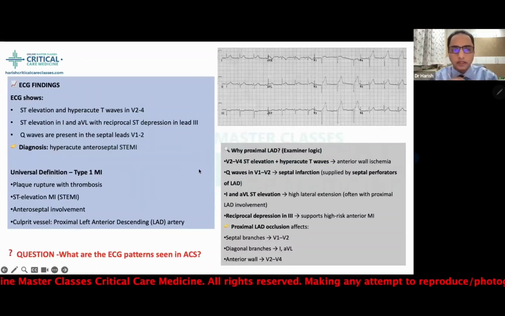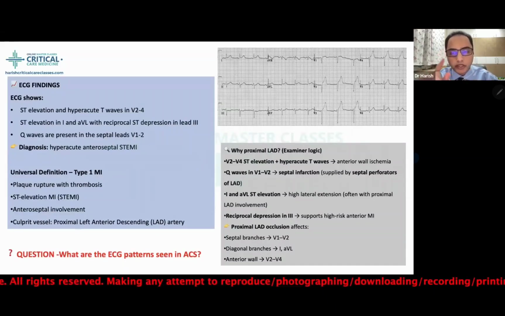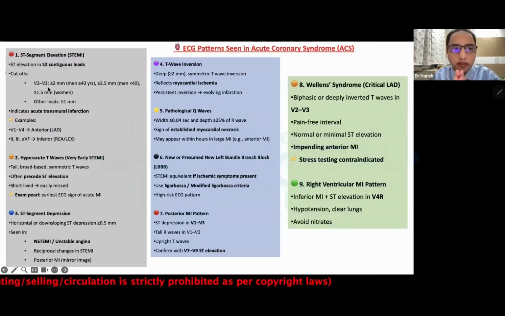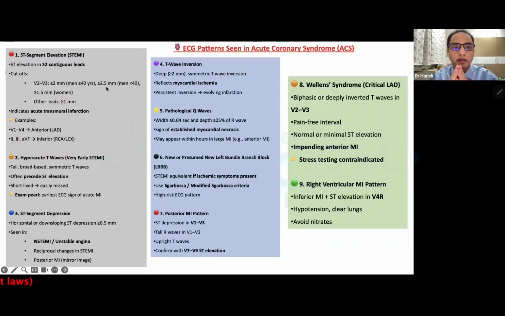Okay. So next the examiner will ask, what are the different ECG patterns you can see in a patient with acute coronary syndrome? You can just quickly go through it. There might be ST segment elevation MI: ST elevation in at least 2 contiguous leads. The cutoff in V2 to V3 is at least 2 millimeters for men 40 years or older, or at least 2.5 millimeters for men younger than 40 years. For women, at least 1.5 millimeters is the cutoff. In other leads, it is at least 1 millimeter.